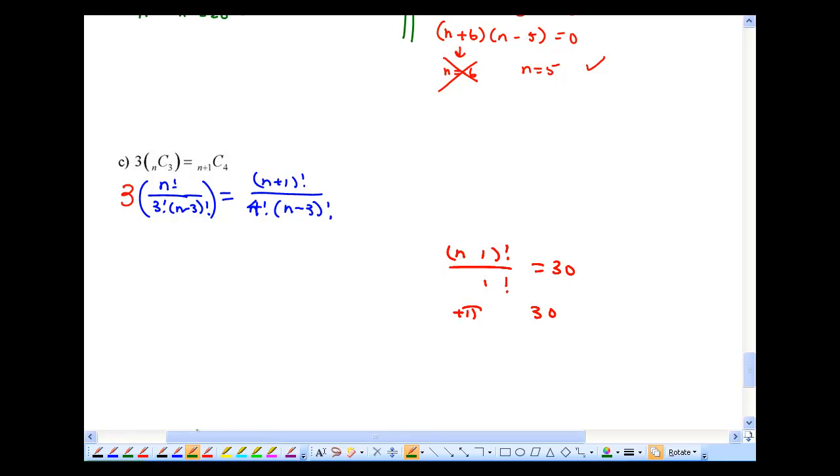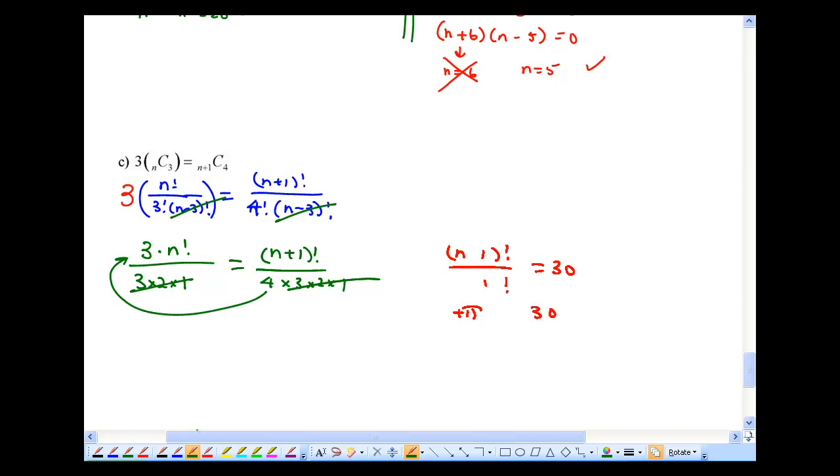Hey, look. n minus 3 factorial there, n minus 3 factorial there. Goodbye. Alright, now we have 3 times n factorial. 3 factorial is just 3 times 2 times 1. Here we have n plus 1 factorial, and we have here 4 times 3 times 2 times 1. I like this. 3 times 2 times 1, 3 times 2 times 1, they're gone. And I can move the 4 now to the other side. So how about 12 times n factorial equals n plus 1 factorial. This looks much better now.